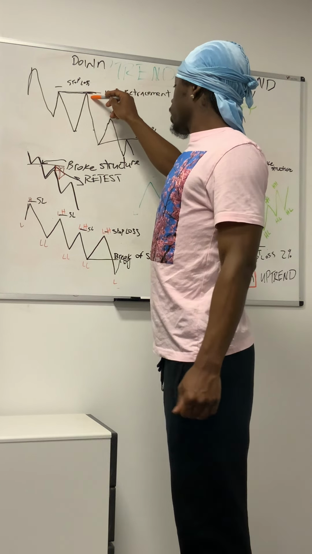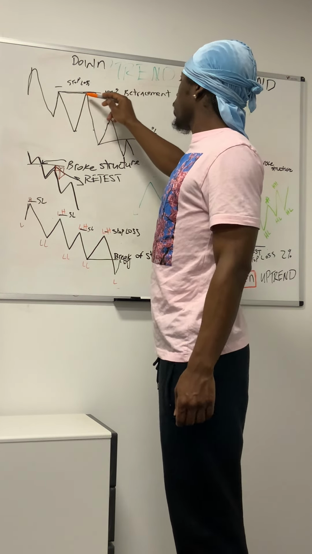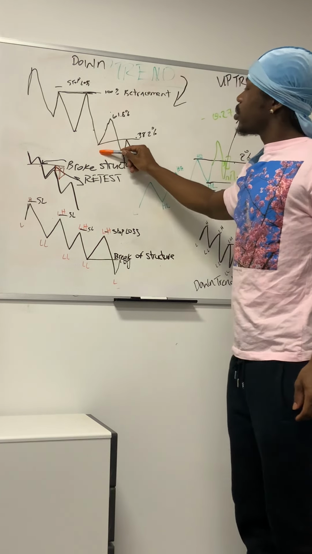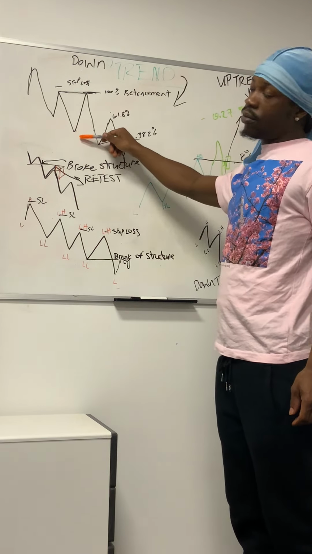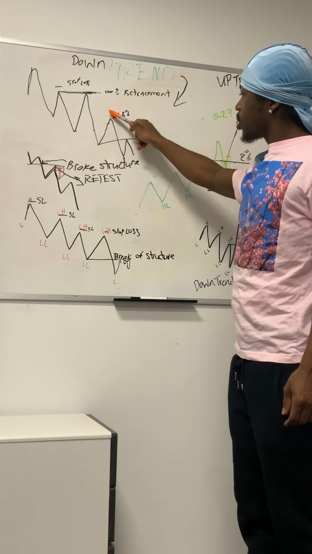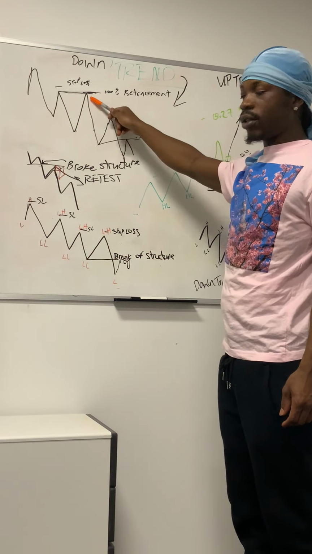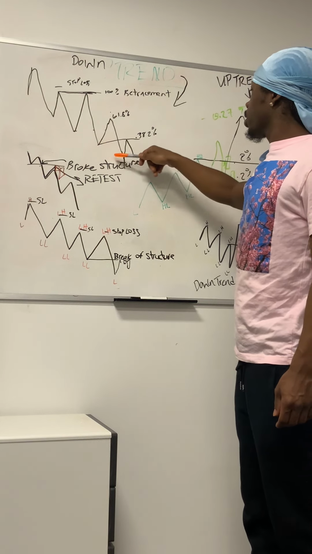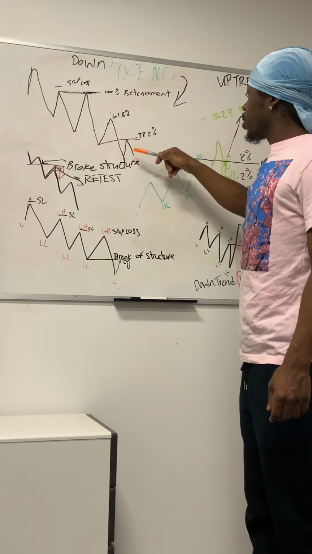We would say this is a high because it's the same height as this one. Lower low because this low is lower than this low. Lower high because this high is lower than this high. Lower low because this low is lower than this low. Lower high, right? Lower low.